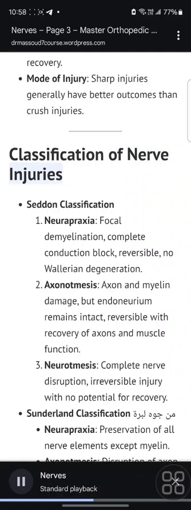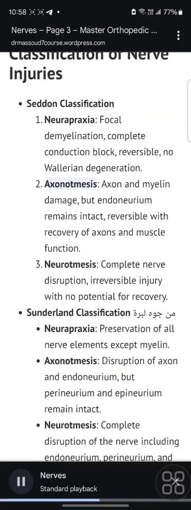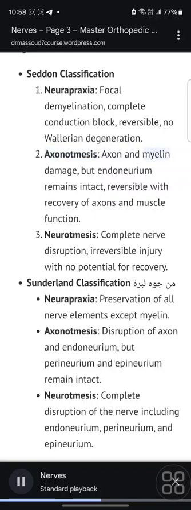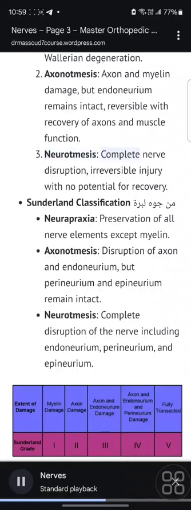Classification of nerve injuries. Seddon classification. Neuropraxia: focal demyelination, complete conduction block, reversible, no Wallerian degeneration. Axonotmesis: axon and myelin damage, but the endoneurium remains intact, reversible with recovery of axons and muscle function. Neurotmesis: complete nerve disruption, irreversible injury with no potential for recovery.